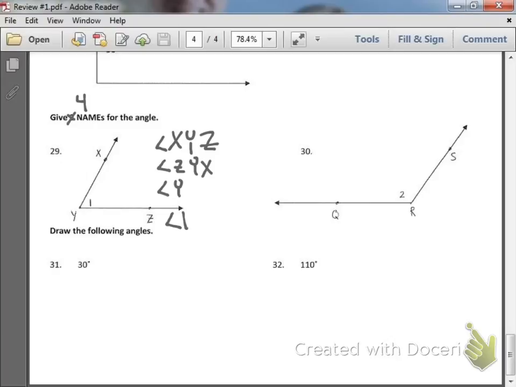Alright, number 30. Angle QRS, good. Or SRQ, or 2, or R. Very good.